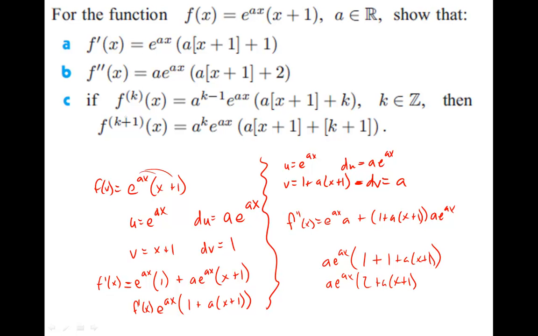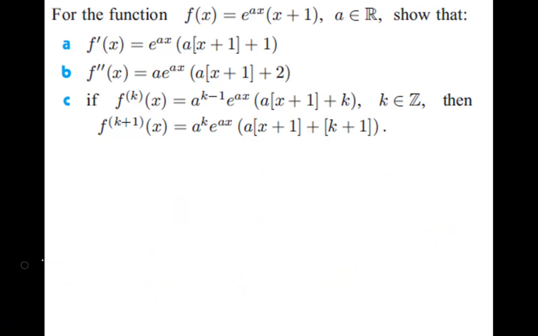Now, it then says if f k of x equals a to the k minus 1 e to the ax, a x plus 1 plus k, then f k plus 1 of x equals a to the k e to the ax, parentheses a x plus 1 plus k plus 1. All right, well, very good. Let's see if we can figure that out. So this is a more mathematical idea. So we're going to go ahead and erase everything that we got so that we have a little bit more space. So if we have a specific derivative that is a to the k minus 1 e to the ax times a times x plus 1 plus k, we want to show that this will give us that one right there. So if this is the kth derivative, then let's do the next derivative.